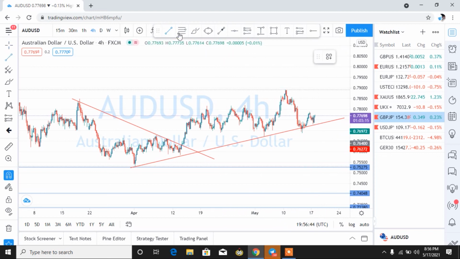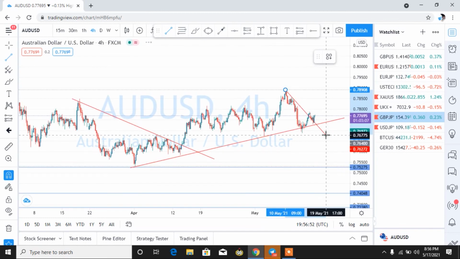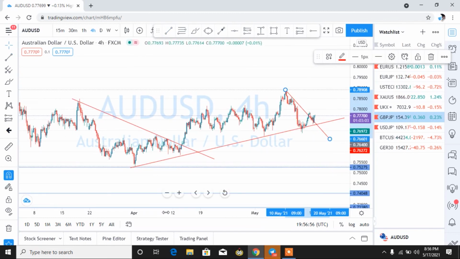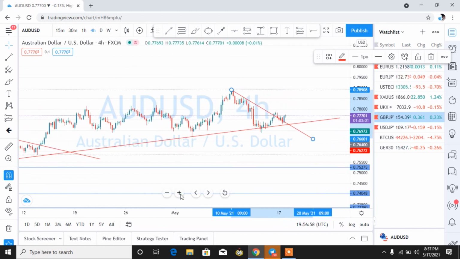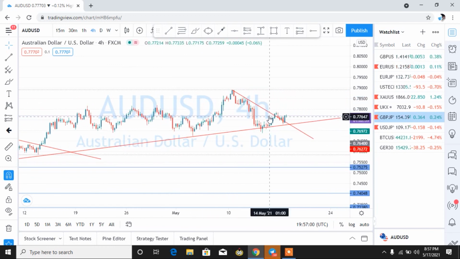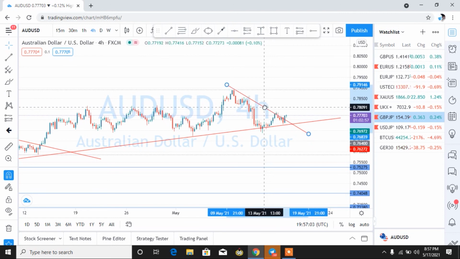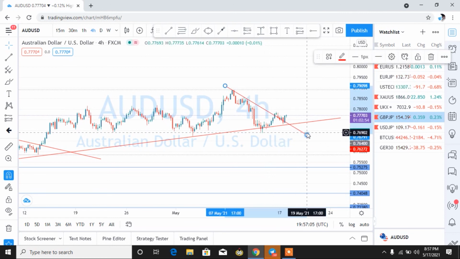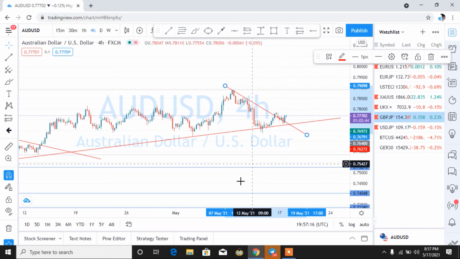And we can also pull out another trend line here. So we have the first touch, the second touch, the third touch. There was a breakout, market came back, tested this level and bounced off the trend line.